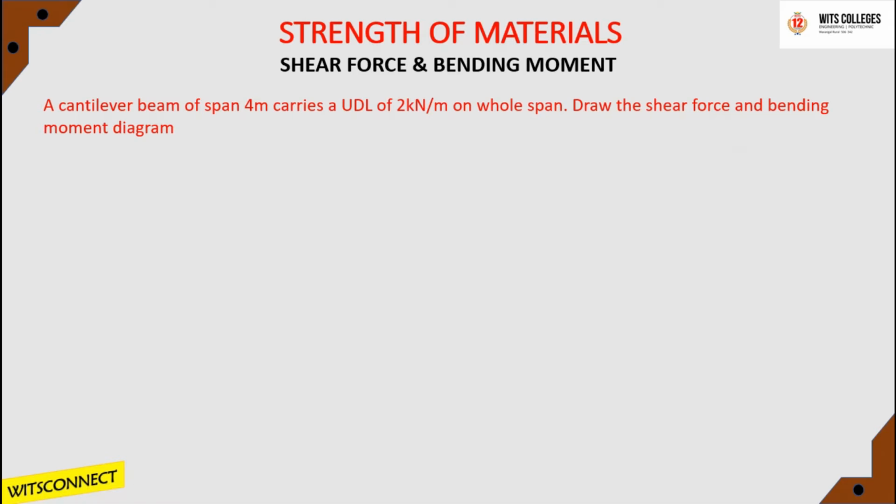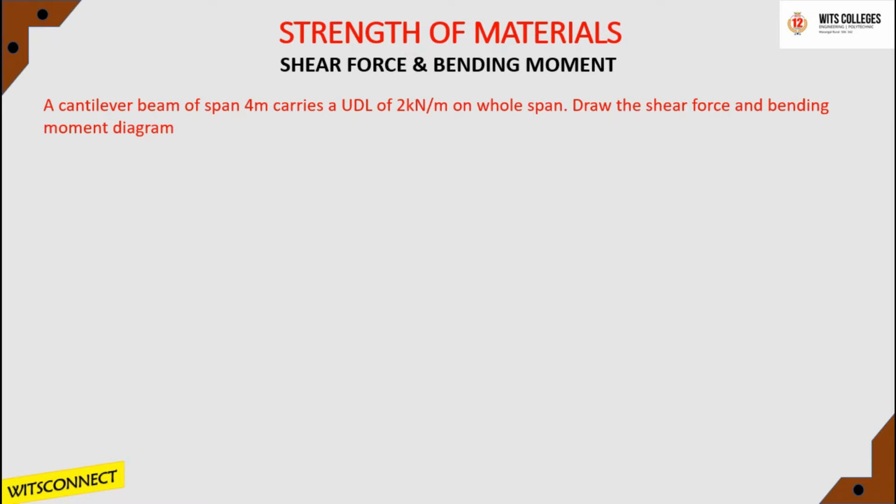Today's topic: last class we discussed cantilever beams with point loads. Today we discuss cantilever beams with uniformly distributed load, that is UDL. The given problem is a cantilever beam of span 4 meters carrying a UDL of 2 kilonewton per meter on the whole span. Draw the shear force and bending moment diagram.